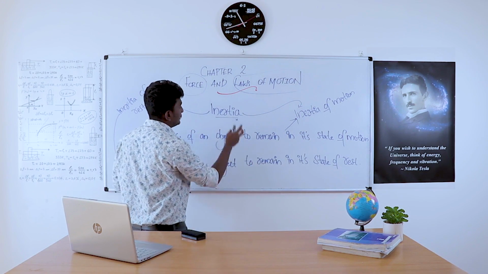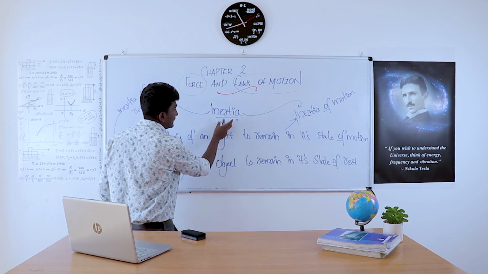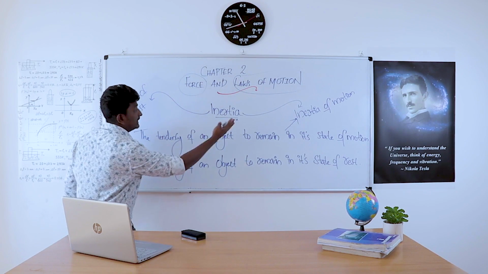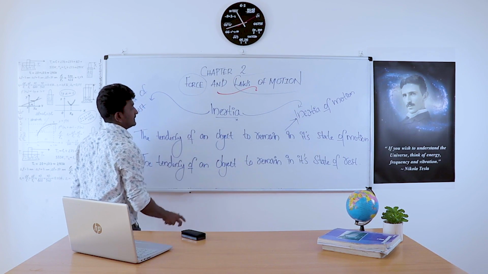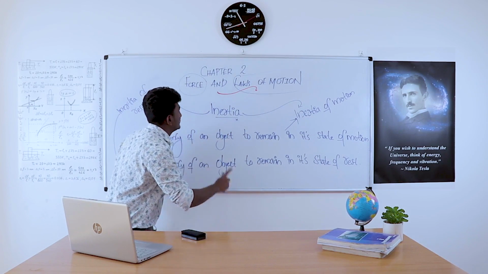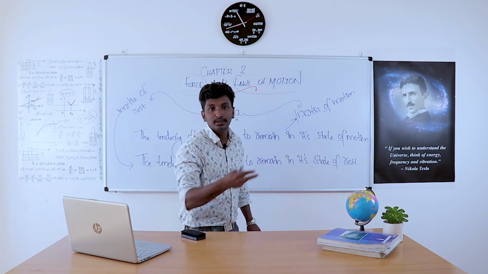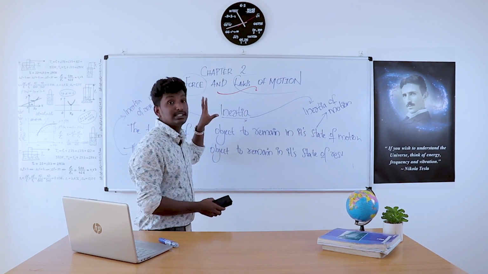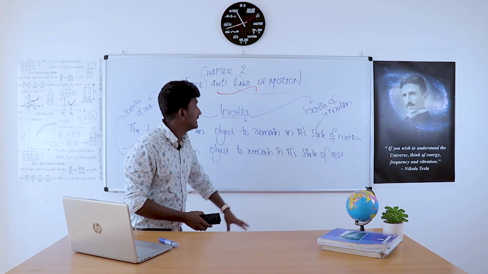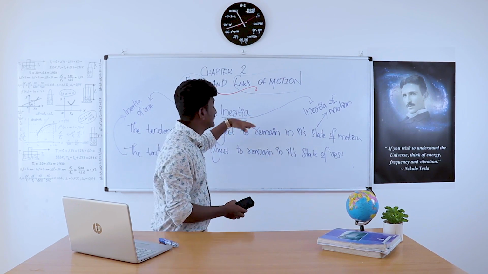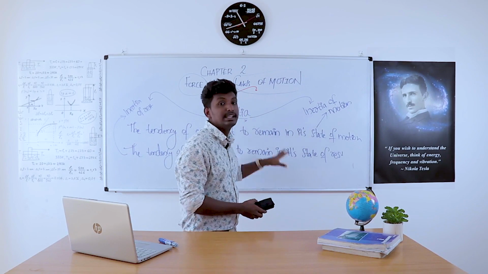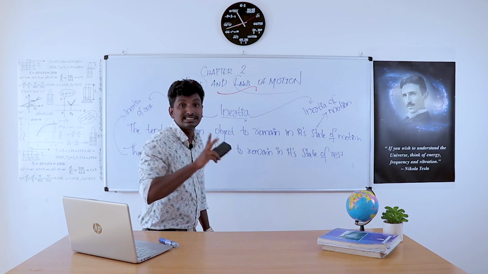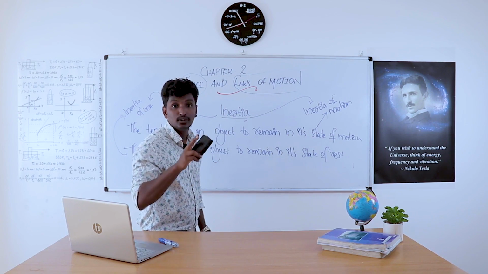Just look at this table: what inertia is, then inertia of motion, and then inertia of rest, the difference between these two and the examples. That's all about Newton's first law of motion and the term related to it, inertia. Now we have completed Newton's first law of motion and the term hidden in that law, that's inertia, and differentiated between inertia of motion and inertia of rest. And then we are going to the second law of motion, Newton's second law of motion.